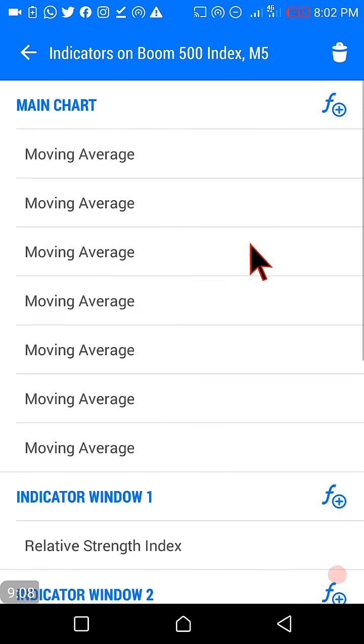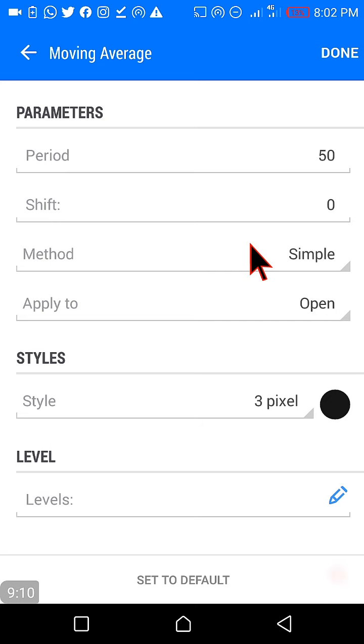Now the next one says period 50, shift 0, method simple, apply to what? You see, open. So this means that this moving average is going to apply the period focusing on the open value of the candle. Whether it's a bullish candle or a bearish candle, it is going to focus on the open value. The open value of each candle is where it's going to apply to.